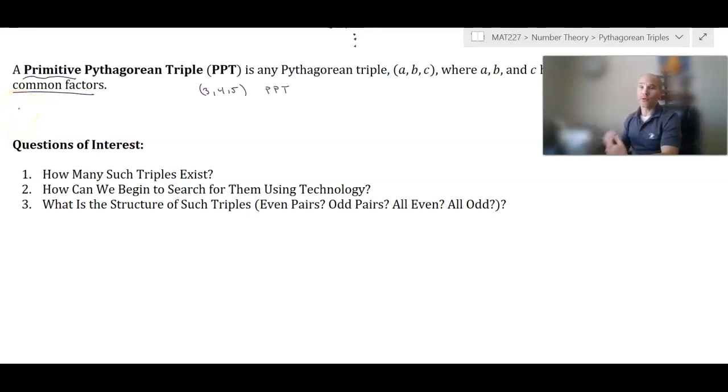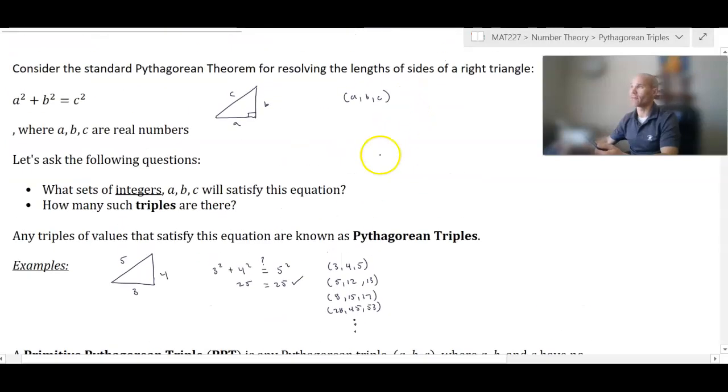In our previous video, we defined a Pythagorean triple as any triplet of values that satisfies the Pythagorean theorem, and specifically all of those values are integers. Now, there are non-integer values that satisfy a squared plus b squared equals c squared. We've seen many examples of that in our explorations in maybe geometry class, but a Pythagorean triple will be just those ones where a, b, and c are all integers.